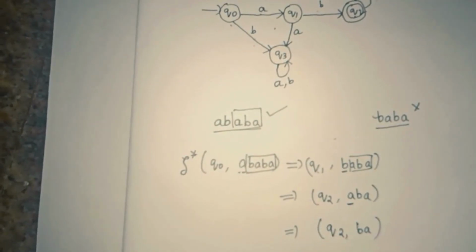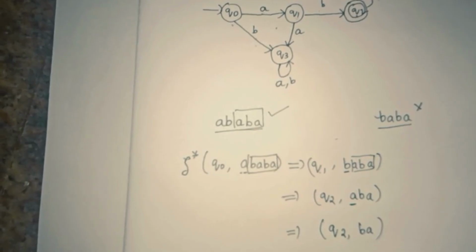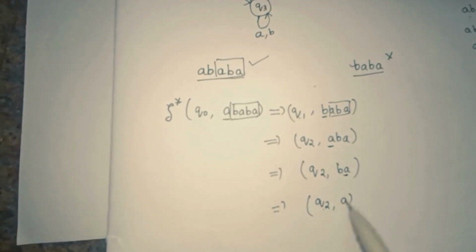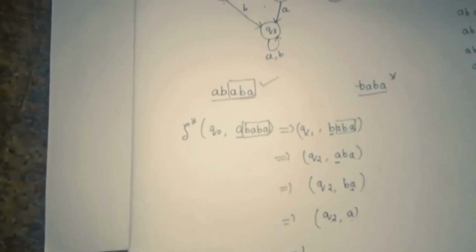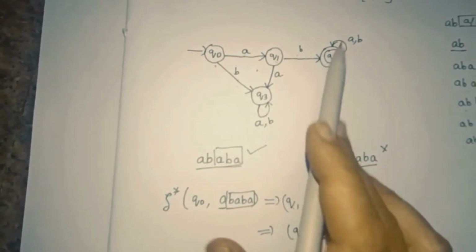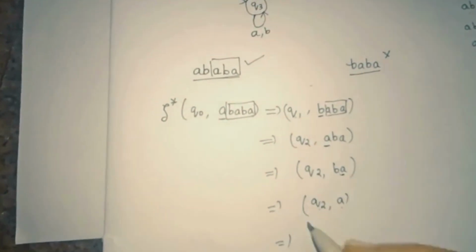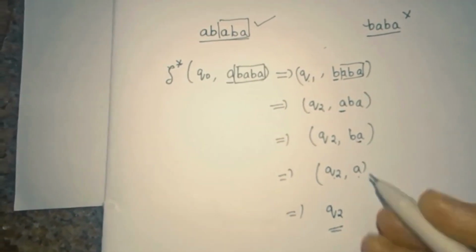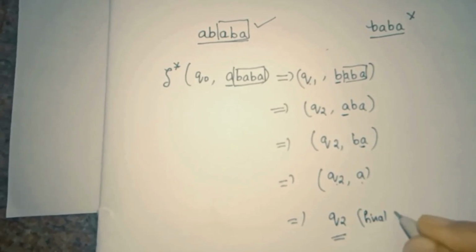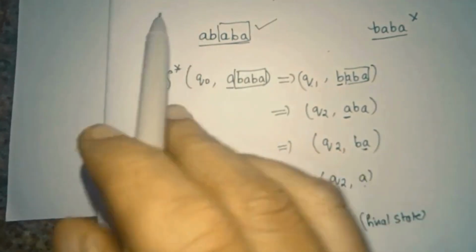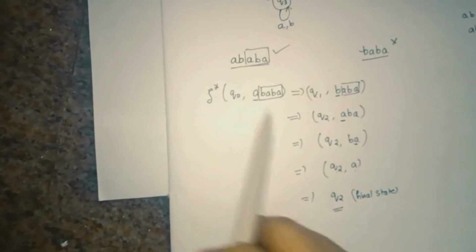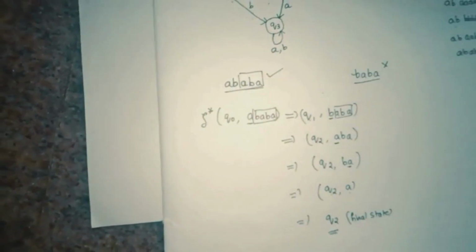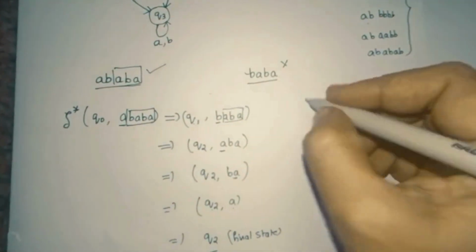Q2 on B is Q2. Remaining is A. Next, Q2 on A is Q2 only. So now we will get Q2. Hence, we are ending up with the state which is the final state. So Q2 is the final state. If you start from the initial state and end up in the final state, then we can tell that the string is accepted.